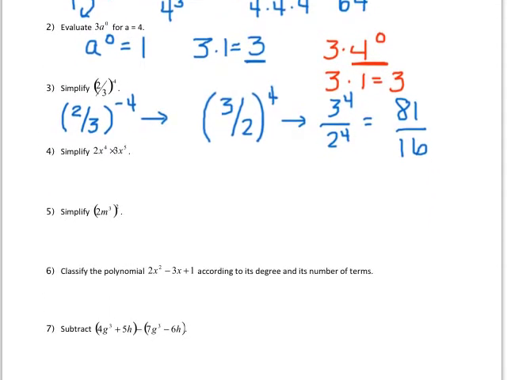Okay, let's move on to number 4. And again, the formatting got a little messed up here. This says 2x to the 4th times 3x to the 5th. When you're doing a problem like this, what I want you to remember is that you multiply the coefficients, and the coefficients are like the numbers in front of the variables.